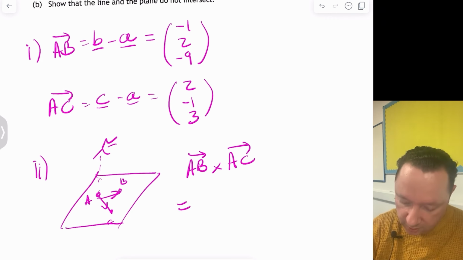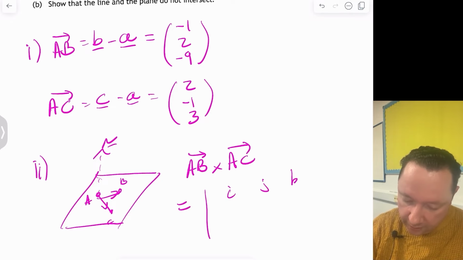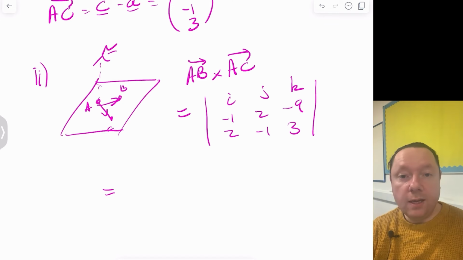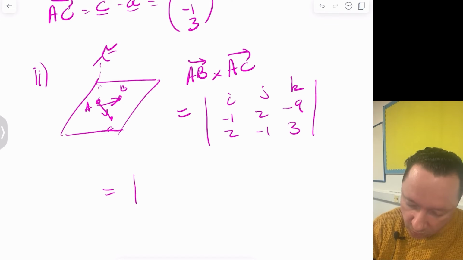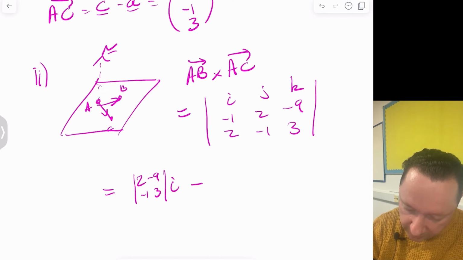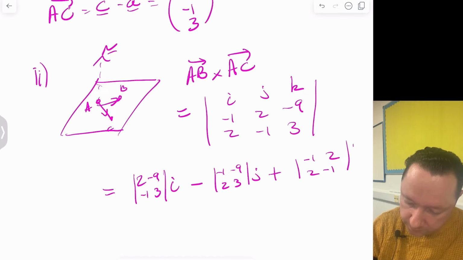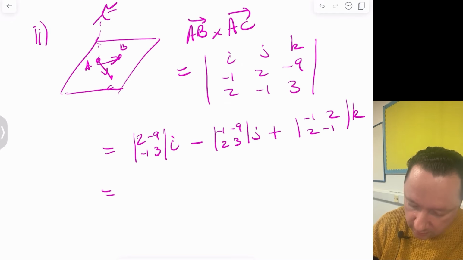It is a matrix, i, j, k. AB is minus 1, 2, minus 9. And AC is 2, minus 1 and 3. So using this exam paper to help me, it is the determinant of 2, minus 9, minus 1, 3 times i, minus the determinant of minus 1, minus 9, 2, 3 times j, plus the determinant of minus 1, 2, 2, minus 1 times k. Our 2D determinants.